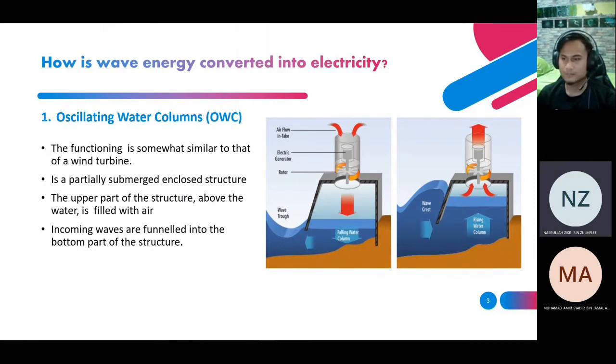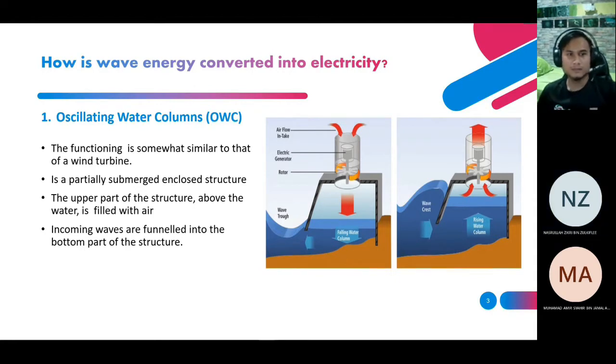How is wave energy converted into electricity? It has three ways. First way is oscillating water column, or OWC. The functioning of an oscillating water column is somewhat similar to a wind turbine. Being based on the principle of wave-induced air pressure, the oscillating water column is partially submerged in a closed structure.